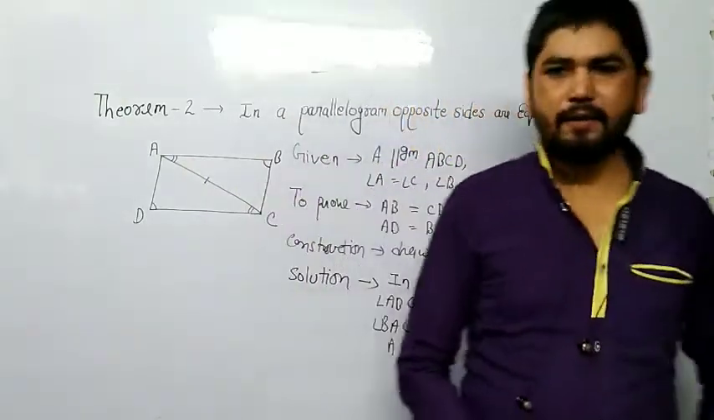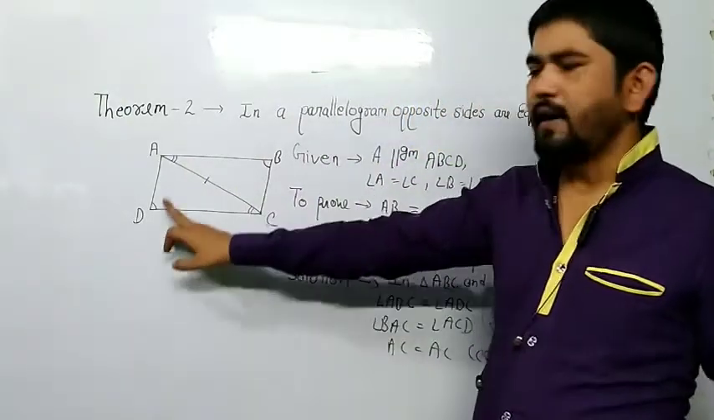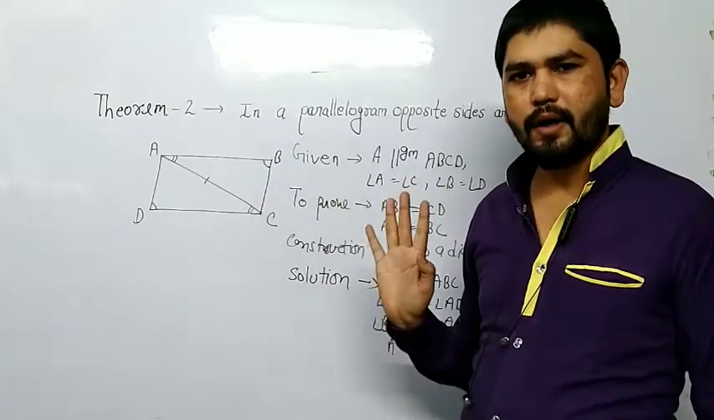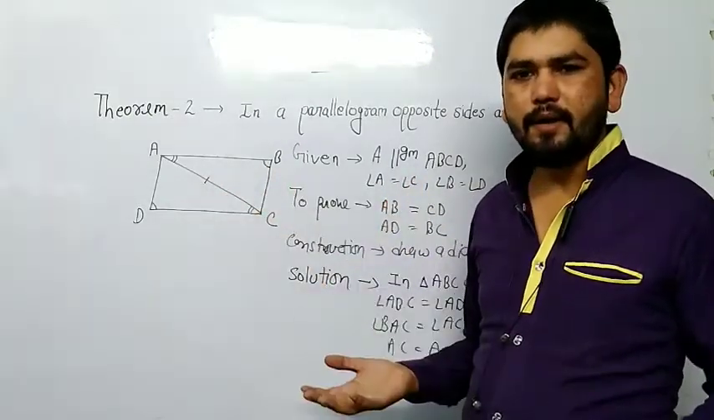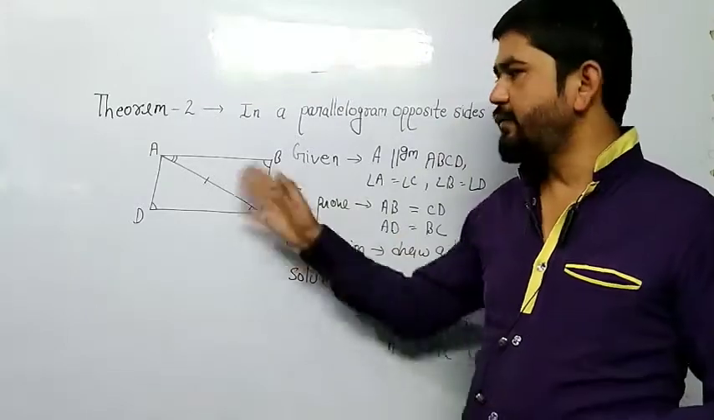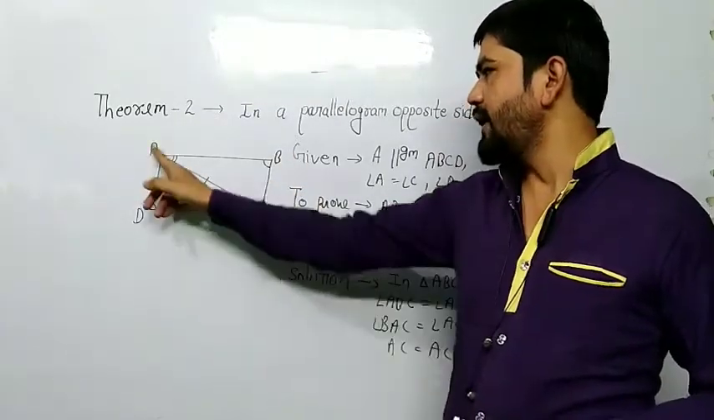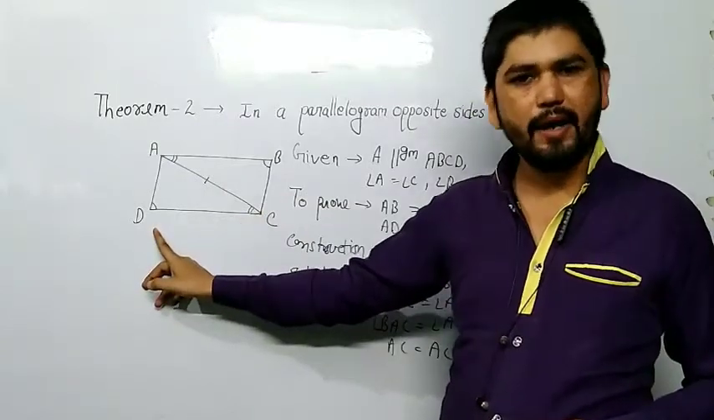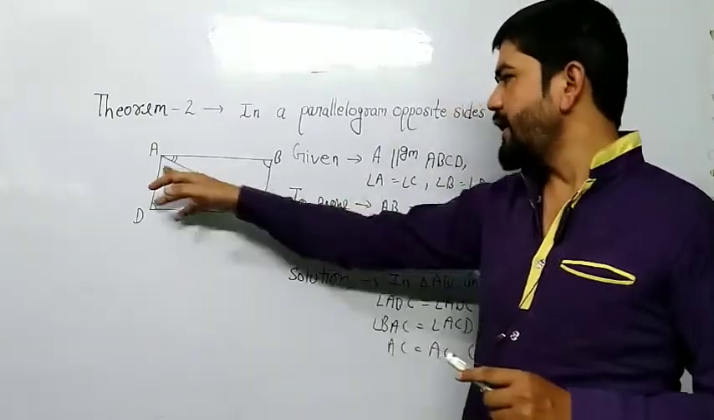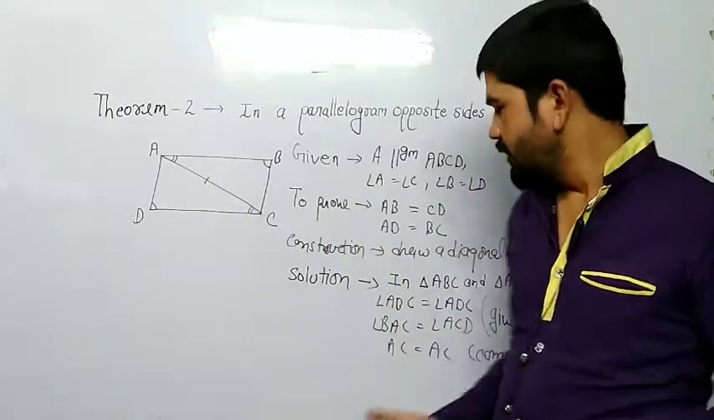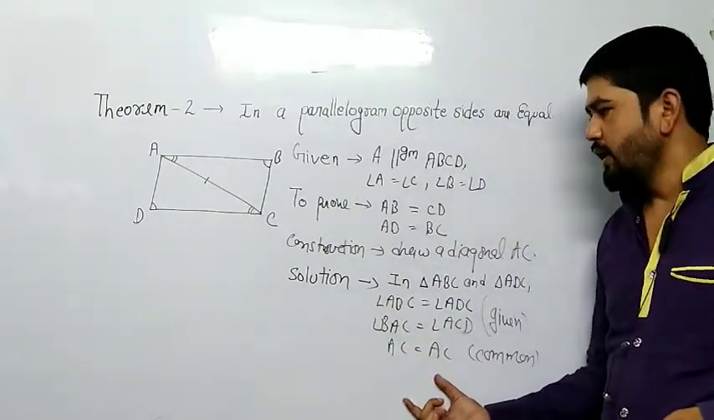Beta, just I am explaining once more. You can see here, opposite angles are equal, so angle B is equal to angle D. Opposite sides are parallel, so they will form alternate interior angles. That's why angle BAC is equal to angle ACD. Now you can see AC is the common side for both the triangles. Yes. So these three properties we have written here.